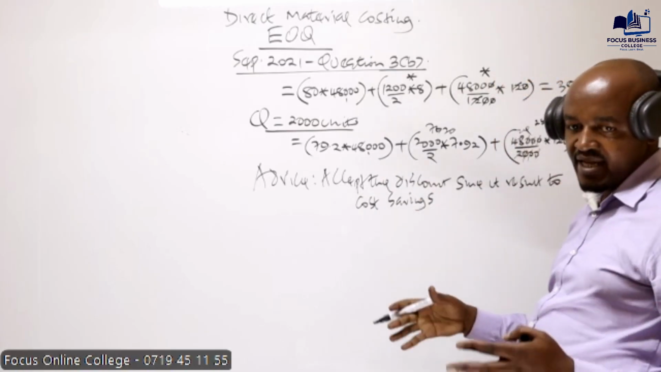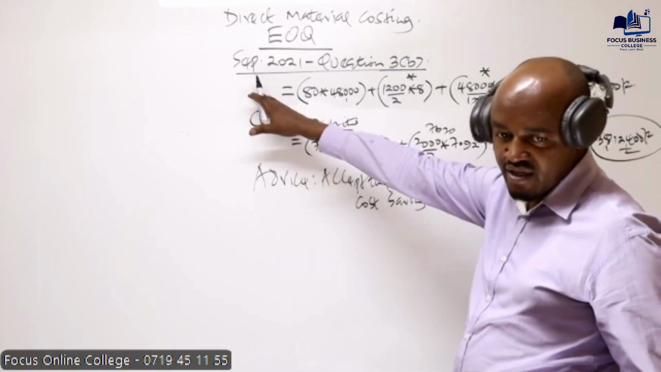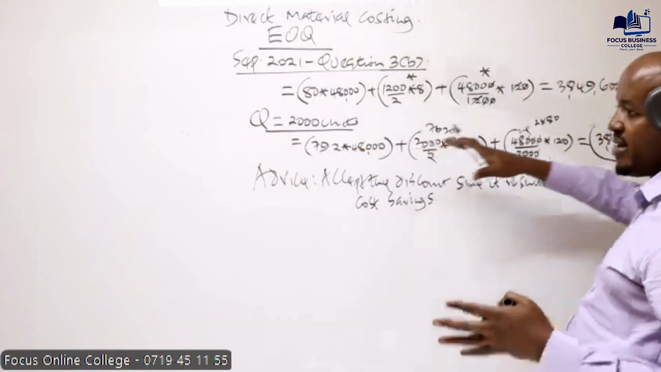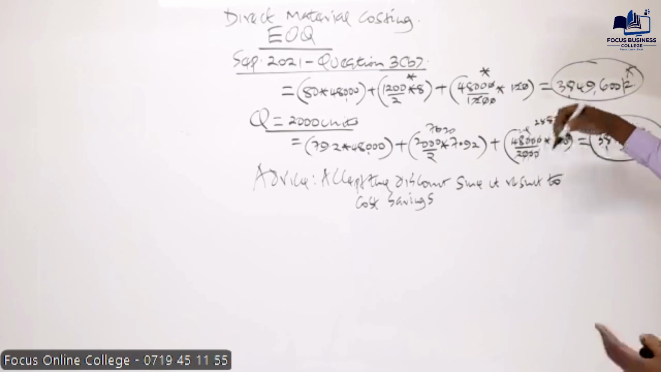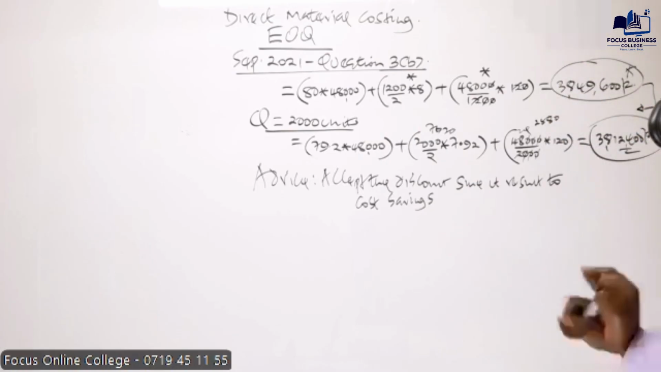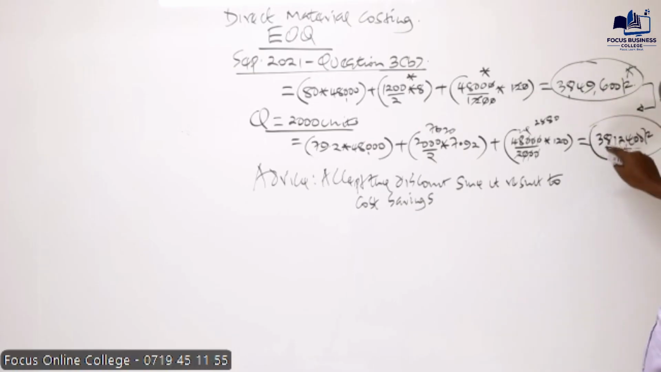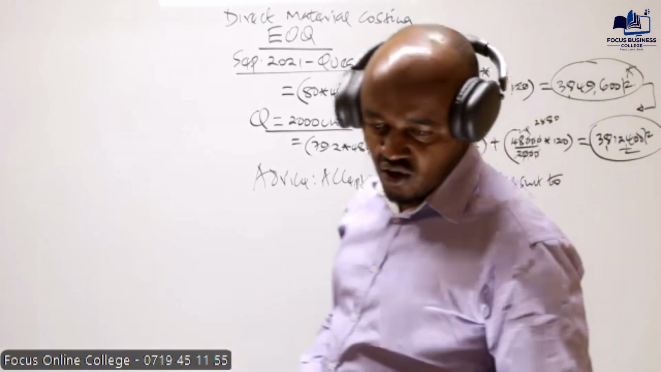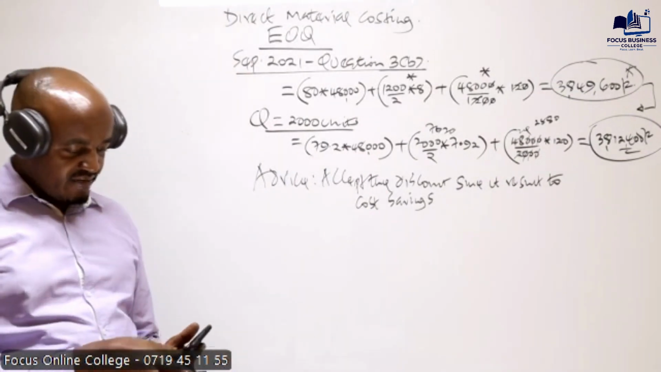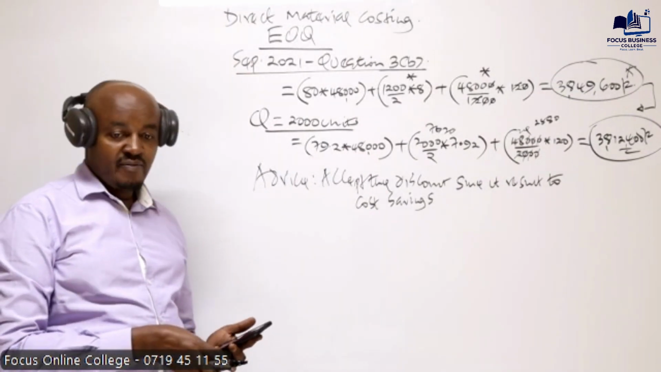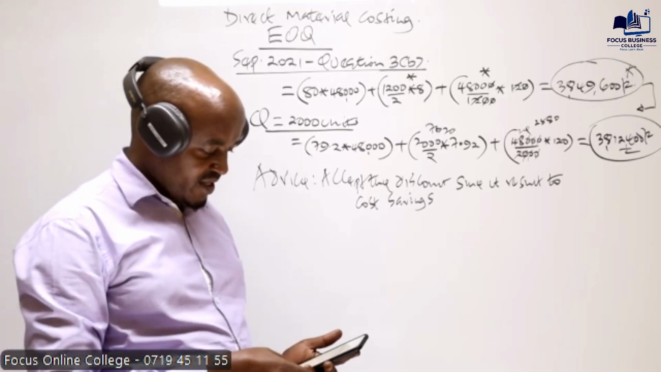Remember, currently the company is ordering 1,200 units. So how much cost is incurred by the company currently? This is the cost incurred currently. But if the company accepts the discount, there will be some cost savings. The cost savings is the difference between those two costs. Can you tell me how much is the difference between the cost of the two options?